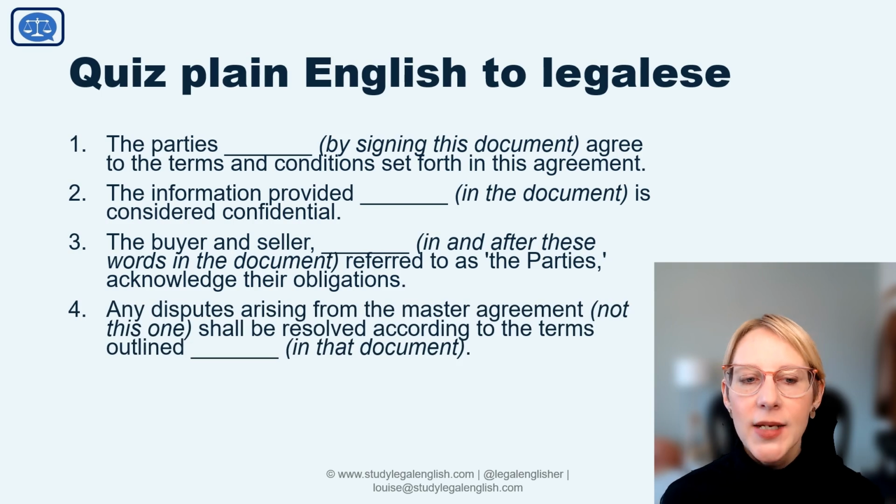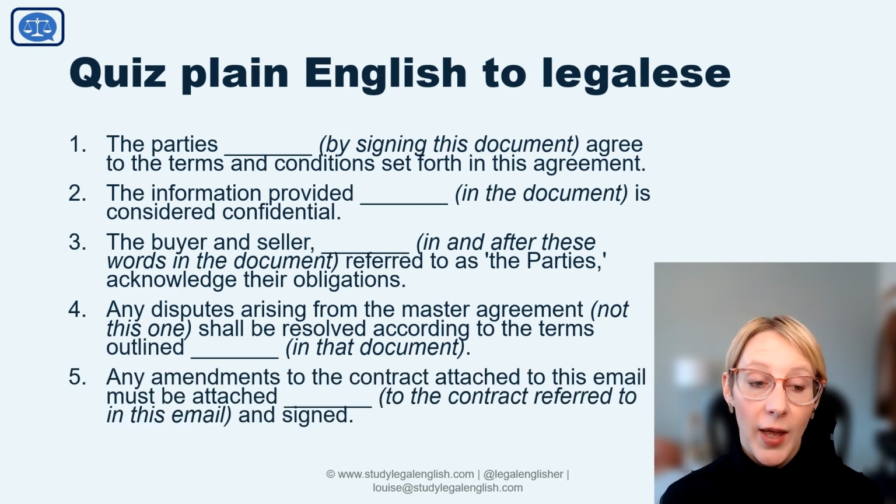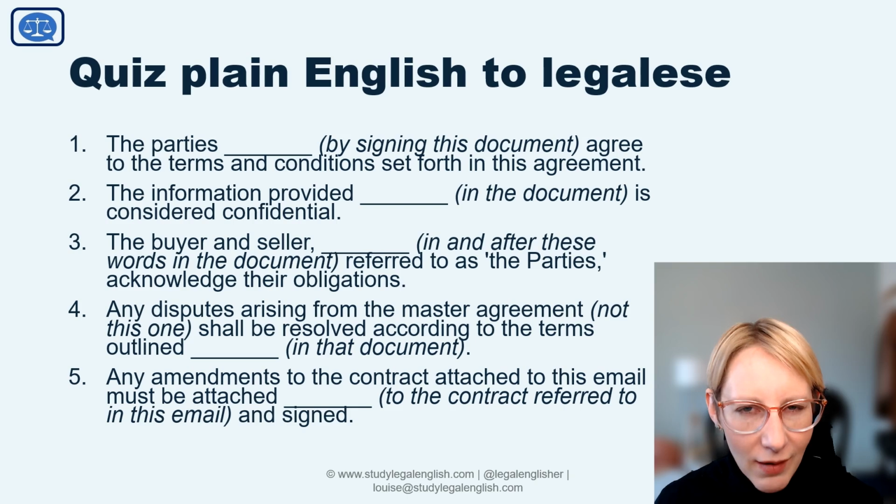Number 4. Any disputes arising from the master agreement, the master agreement being another document, not this one, shall be resolved according to the terms outlined in that document, in the master agreement. Number 5, any amendments to the contract attached to this email must be attached to the contract referred to in this email and signed. Okay, so you might want to pause the video here to have a quick look at those and to fill in the gaps, because now we're going to look at the answers.